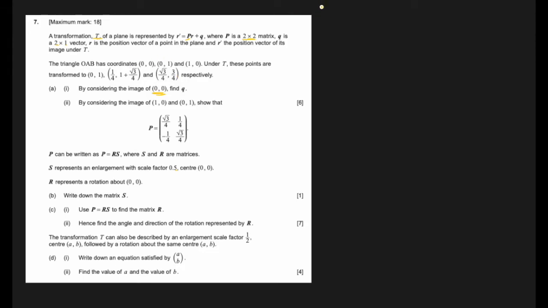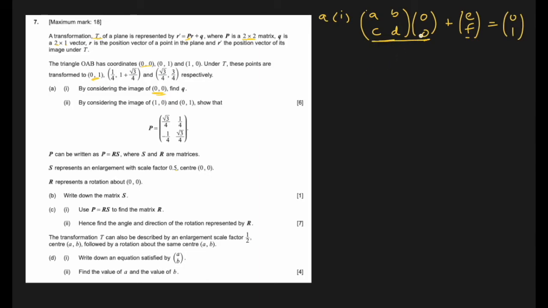So let's do it. Part 1. So P is a 2x2 matrix. So let's call it A, B, C, and D. And then we have the r vector, which is 0, 0 in this case. We'll write 0, 0. Then plus Q, and Q is also an unknown 2x1 vector, so we will call it E, F. Okay, and after this vector is transformed with this and this, it becomes 0, 1. Yeah, so we'll write 0, 1 here.